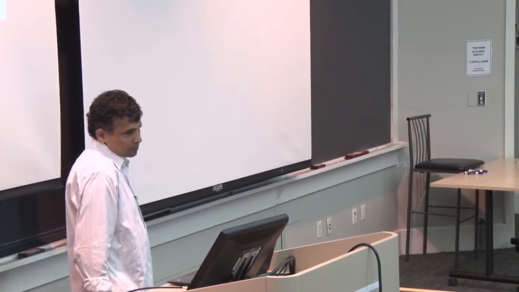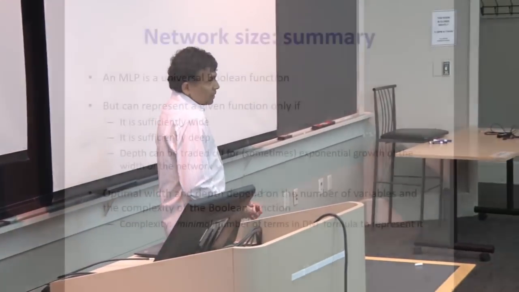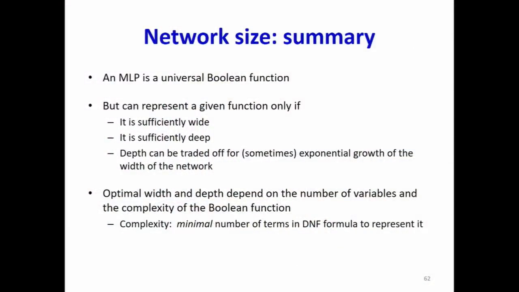depth really matters. So, in summary, an MLP as a universal Boolean function can represent a given function only if it's sufficiently wide and sufficiently deep. Depth can be traded off for exponential growth of the width of the network, and optimal width and depth depend on the number of variables and the complexity of the Boolean function itself, right?